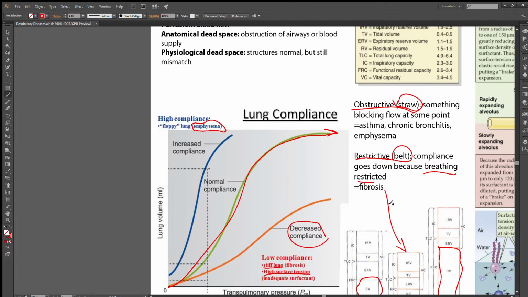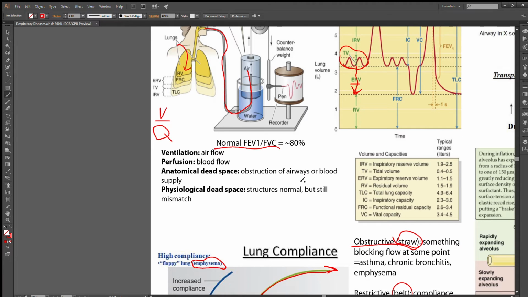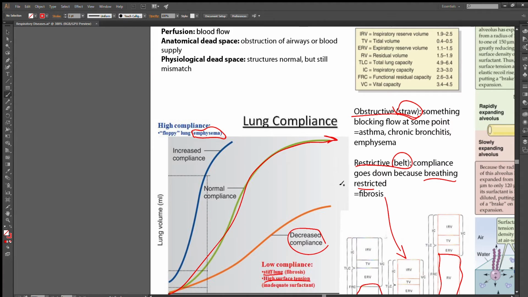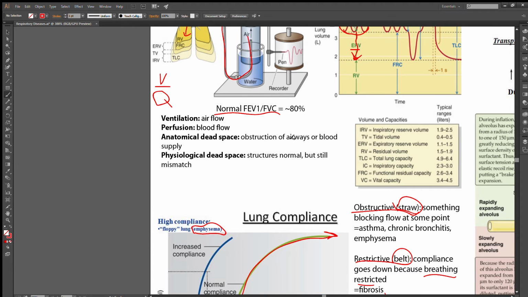And that's partly why for restrictive diseases, you're going to have this decrease in the FEV1 over FVC ratio. The normal is 80%. But for obstructive, you're not going to be able to tell as much based on this ratio if there's a disease.